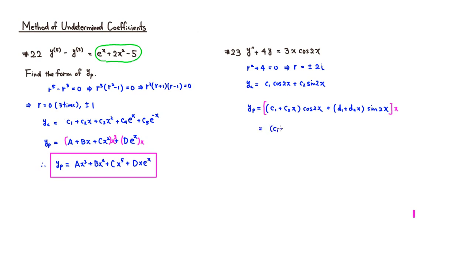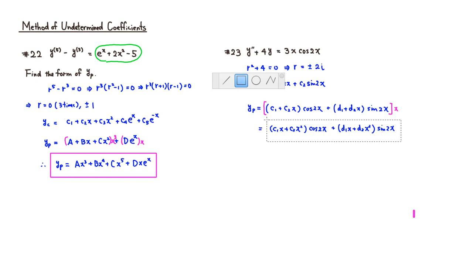So that you're going to have c1 x plus c2 x squared times cosine of 2x, plus d1 x plus d2 x squared times sine of 2x. And so that is the form of the particular solution.